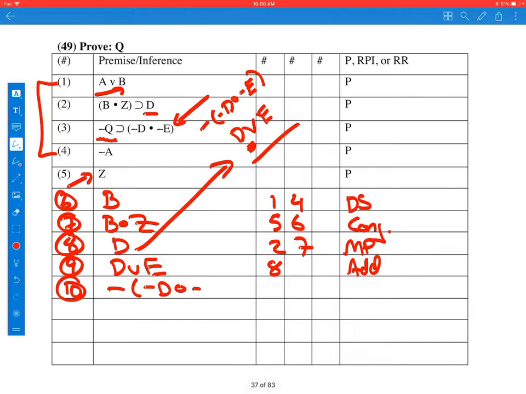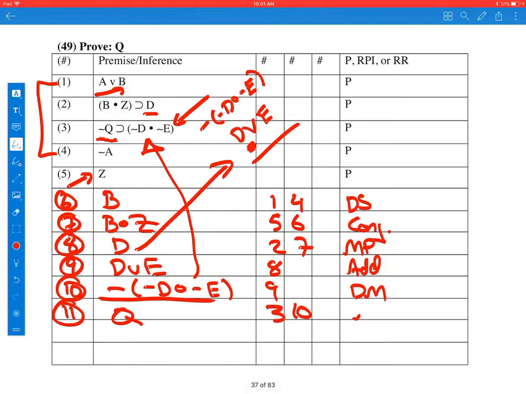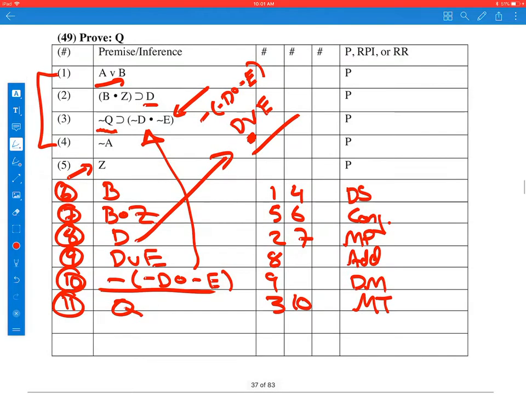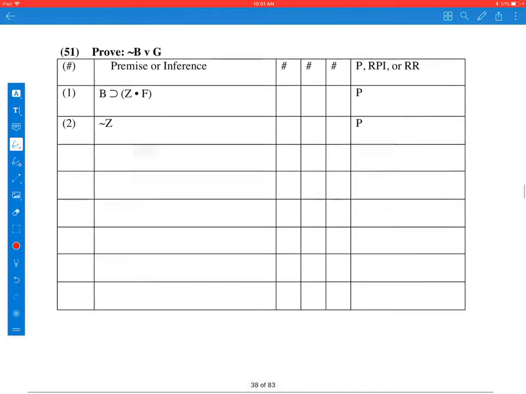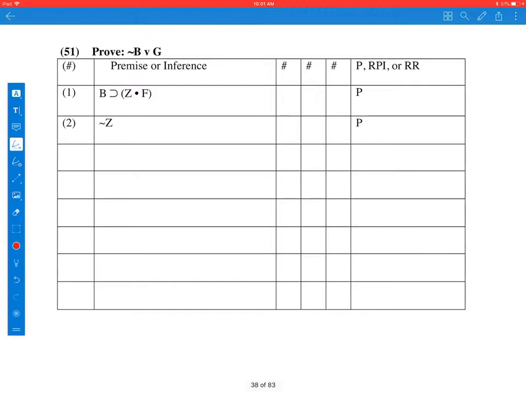And we know that we can convert that by De Morgan's to not D and not E from 9 by De Morgan's. That, line 10, is the opposite of the consequent on 3. So we can do a modus tollens and get Q. That was 3 and 10, modus tollens, and we're done. Move on.